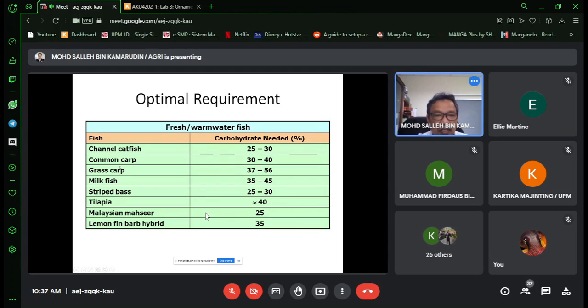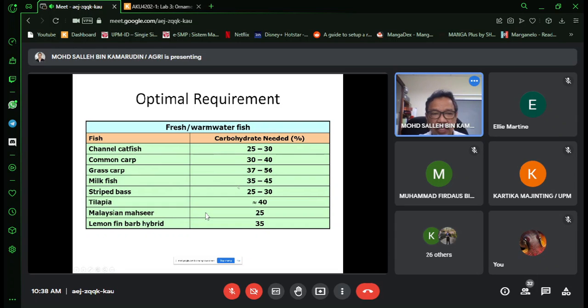Channel catfish, carps, common carp dalam 30, dia higher sikit compare dengan channel catfish. Channel catfish is omnivorous but toward carnivores. Grass carp dia slightly higher lagi because grass carp, remember that it is herbivore, so they can utilize a lot of carbohydrate in their diet.